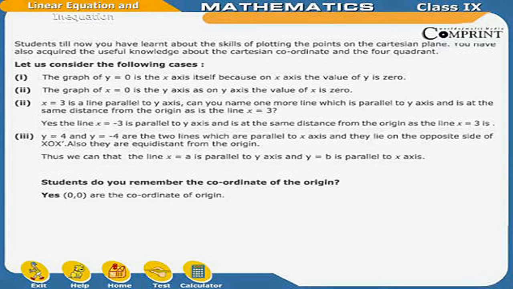Can you name one more line which is parallel to the y-axis and is at the same distance from the origin as the line x = 3? Yes, the line x = -3 is parallel to the y-axis and is at the same distance from the origin as the line x = 3. Fourth, y = 4 and y = -4 are the two lines which are parallel to the x-axis and they lie on opposite sides of X'OX. Also, they are equidistant from the origin.